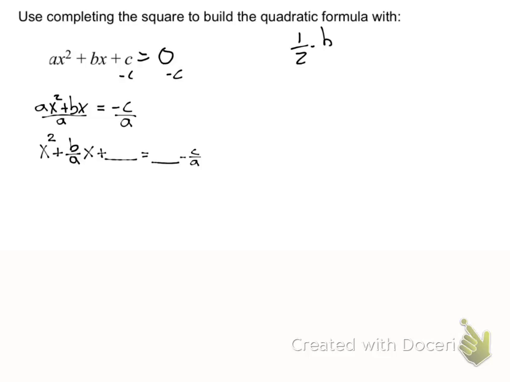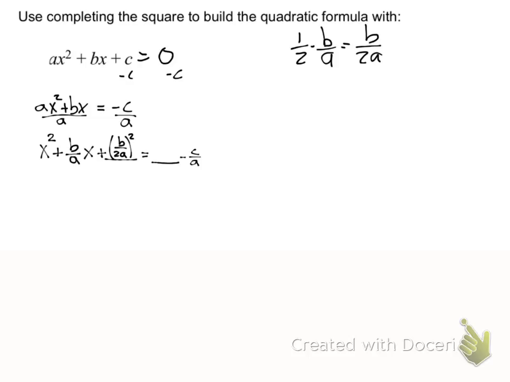Half times b over a is going to equal, multiplying fractions, b over 2a. Hey, b over 2a, that should look kind of familiar to us. So, going into my problem, I need to do what with that? Square it on both sides. Okay. Now, remember, we leave it as 1/2 b squared on one side, and the other side we actually do the math, or we simplify it.